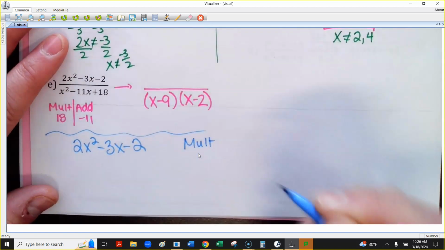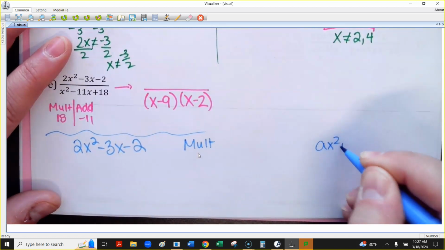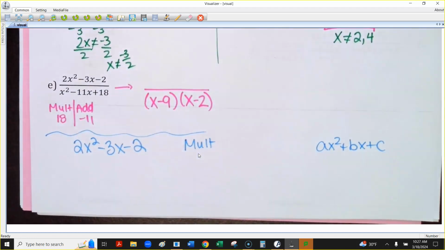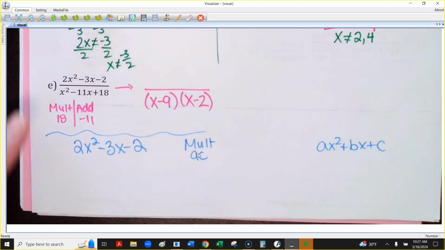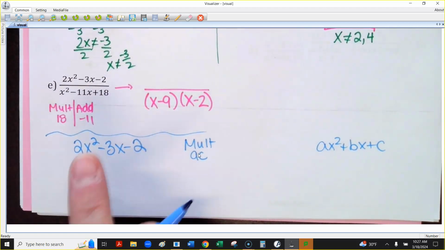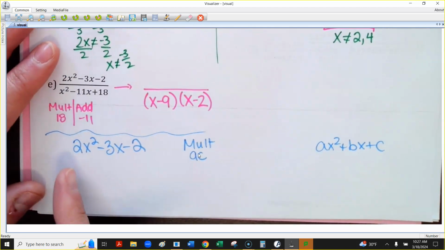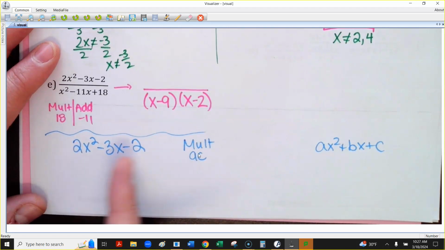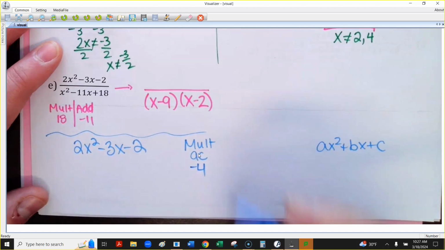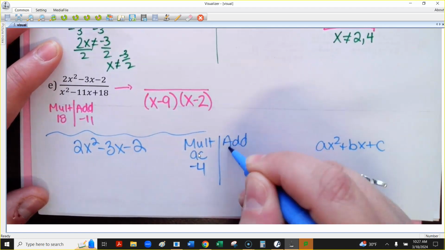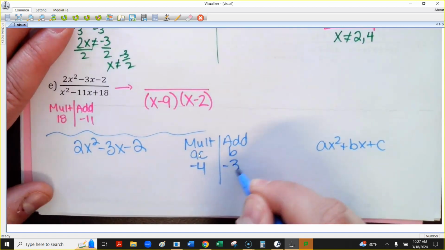Now, in the general form here, you've got ax squared plus bx plus c. That's the general form of a quadratic. So you multiply a and c. In that previous question, it was just 1 and 18 because I didn't have anything in front of the x squared, so it would just be a 1 for my a value. Here, if you've got a number in front, I'm just doing first times last, a times c, so it would be 2 times negative 2, which would be negative 4. And then you always add to get the b value, which is just the number attached to the plain x, so negative 3.